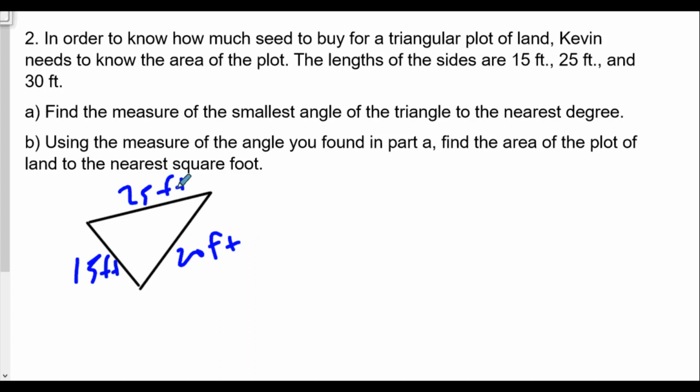Okay? Oh, sorry, not 20 feet. 30, so one's 25 feet, one's 30 feet. I'm sorry about that. I was thinking of something else. So 25 feet and 30 feet. Always double check your work too.